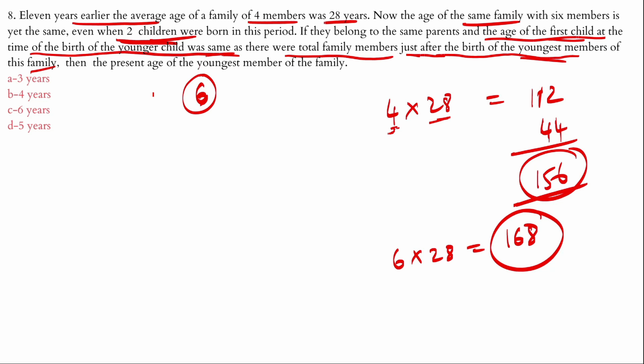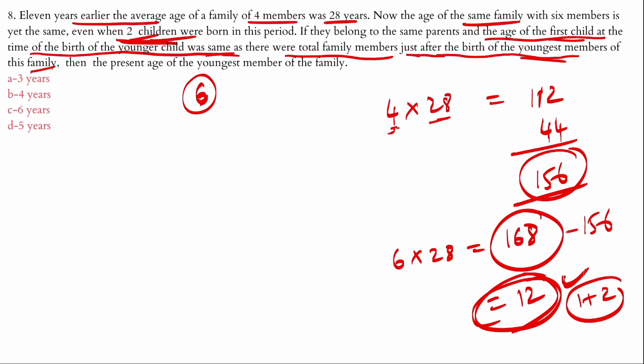So the age of the first child is 6 years, and if we subtract 168 and 156, the difference is 12 years. So what is this 12 years? 12 years is the total combined age for the 2 children, right? Age of the first child and age of the second child. So both ages together is 12 years.